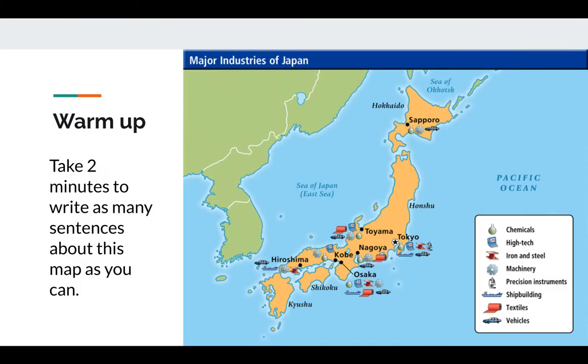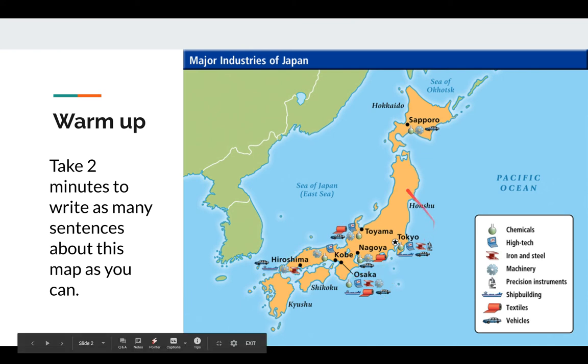Okay, so first, this presentation will be a little bit interactive. So as a warm up, I have a map here. These are the major industries of Japan, and you can see some little symbols on the map. And over here in the map key, you can see what they mean: chemicals, high tech, steel, whatever.